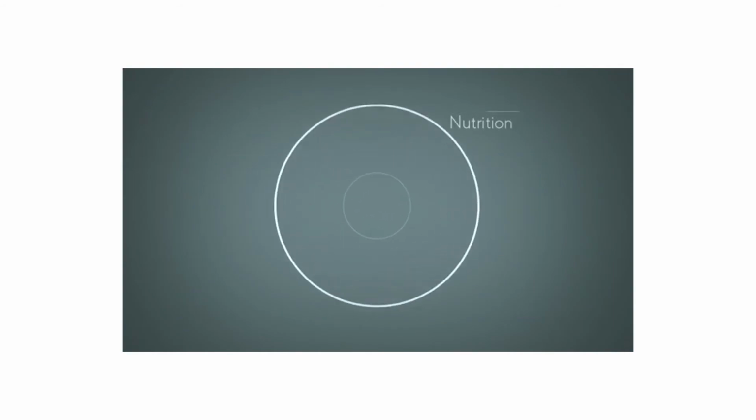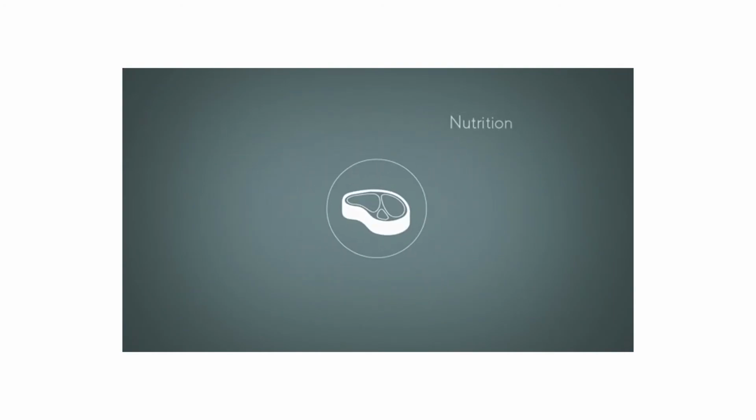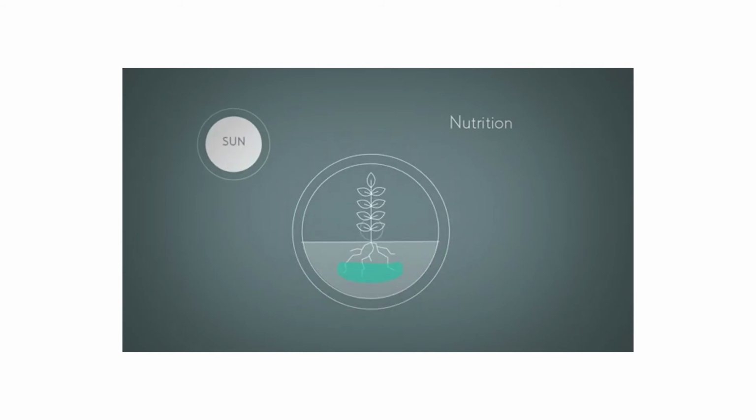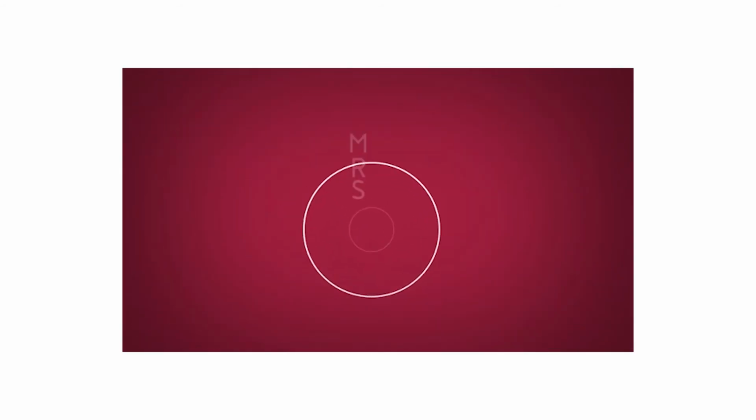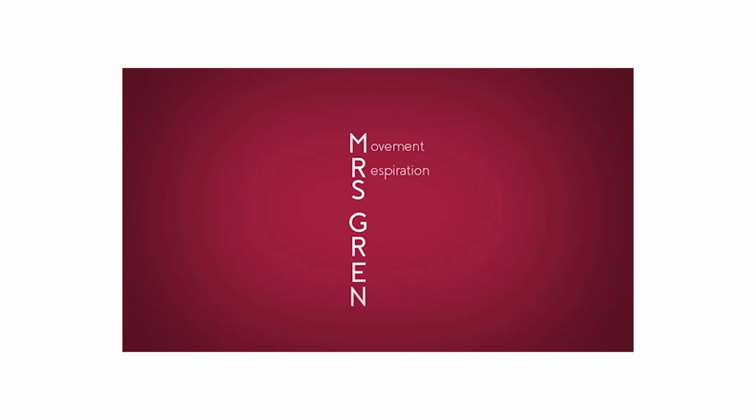Every living organism needs some sort of food. Plants can make their own food by the process of photosynthesis, but all other organisms have to get their food from somewhere else. However, the process of obtaining food by either way is called nutrition. So there you have it, the 7 life processes. You can remember them easily by learning the phrase Mrs. Gren. Movement, respiration, sensitivity, growth, reproduction, excretion, and nutrition.